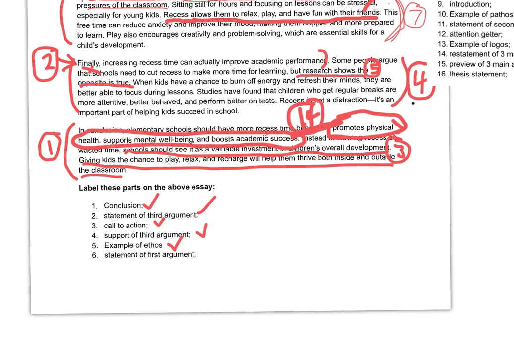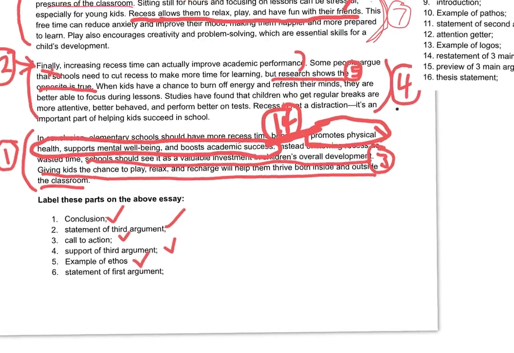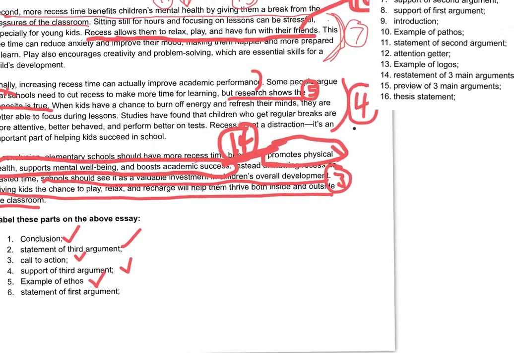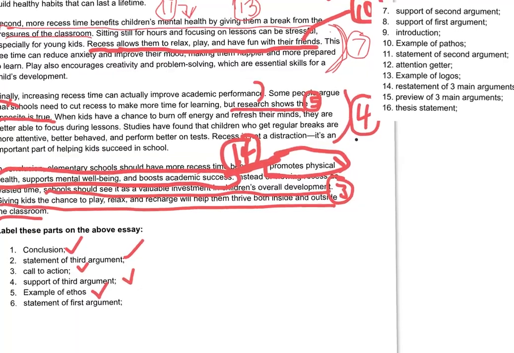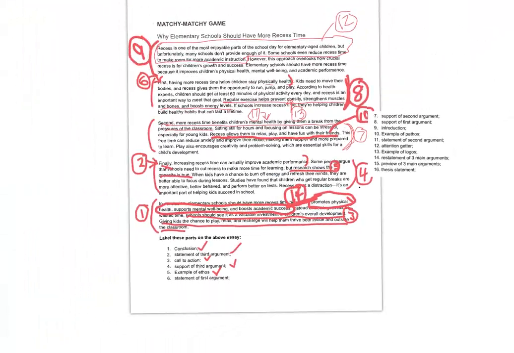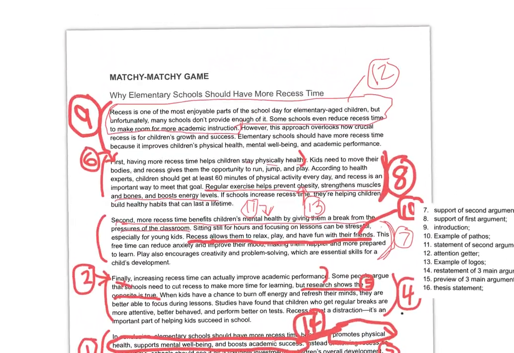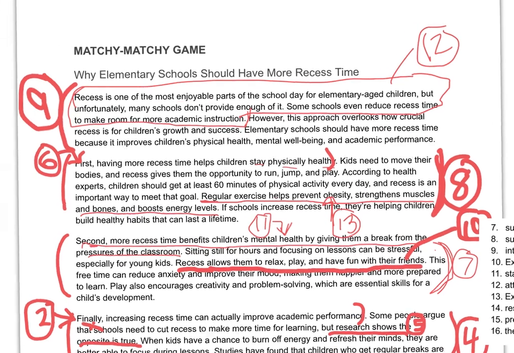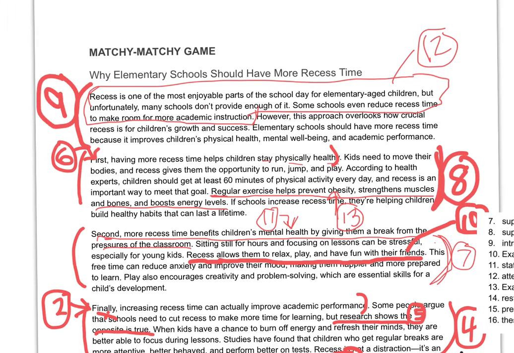Wow, this is becoming a big mess. I hope you guys can do a better job of showing where these parts are than I am. And number 15 says a preview of the three main arguments. Preview is something that happens before the real thing goes down. And so a preview is going to be in your introductory paragraph. Elementary schools should have more recess time. I'm reading right here. I'm going to undo that line right there.